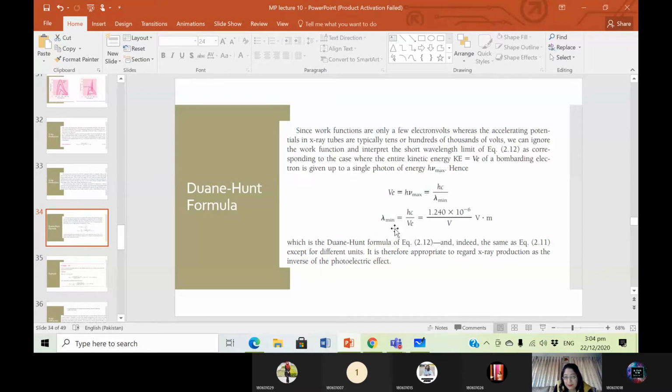And lambda minimum, if we rearrange this formula, take this over there and this over there, lambda minimum is equal to hc over V times e, the voltage times the electron charge. So if you plug in the values of the electron charge, Planck's constant and the speed of light, you will get 1.240 times 10 raised to the power minus 6 volt-meters divided by the voltage.